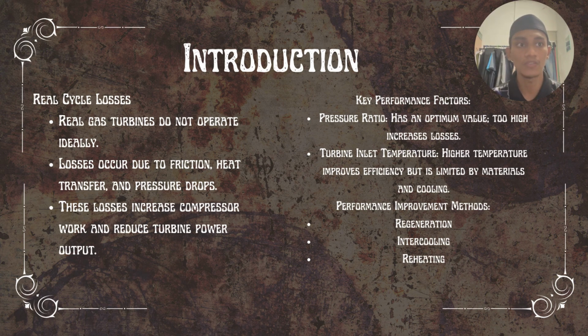Next we go to the key performance factors. Point number 1 is that pressure ratio has an optimum value to avoid increased losses. Point number 2 is turbine inlet temperature. Higher temperature improves efficiency but is limited by materials and cooling. Point number 3 is performance improvement methods, which are regeneration, intercooling and reheating.